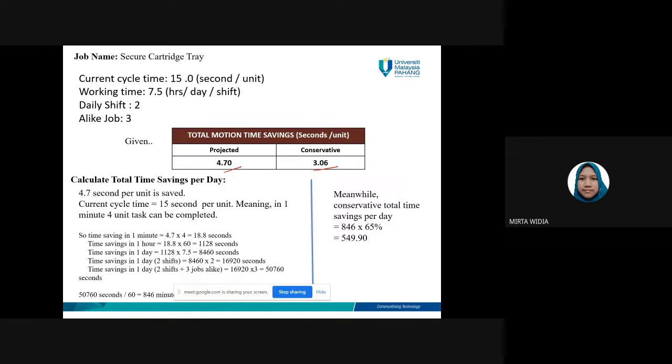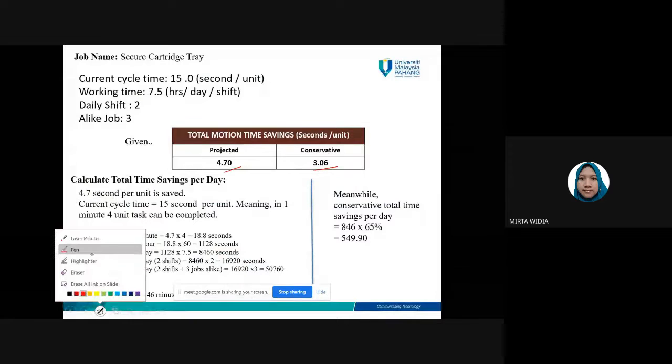So how much is the total time saving per day? Because we only have the time saving in seconds per unit so far. So we calculate: we have 4.7 seconds per unit.